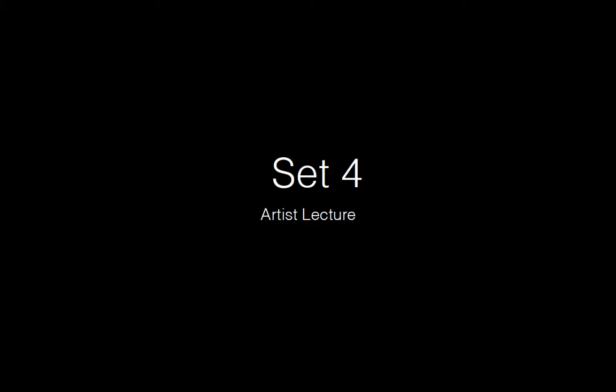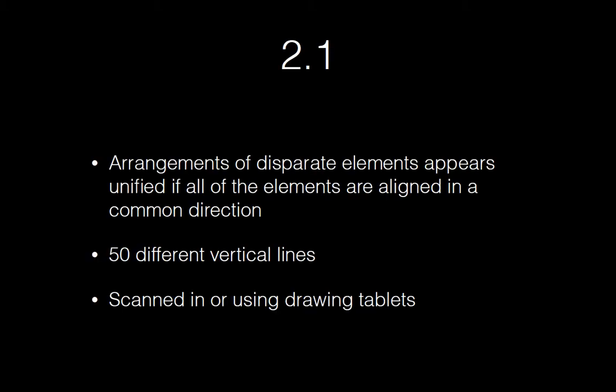So set 4, again, this is the first from chapter 2. These are the smaller ones. So you have 2.1, which is phonetic lines. So an arrangement of disparate elements appears unified if all the elements are aligned in a common direction. Now this sounds really similar to what we've looked at before. Also, you want to think about Gestalt theory again. I keep saying that, but it's sort of a basic good foundation.